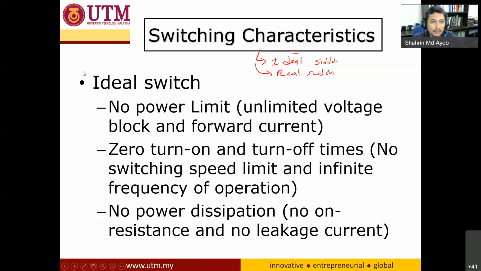This is the ideal switch. That is why I say that the ideal switch depends on how you want to do the analysis, what analysis you want to do. If you just want to see the circuit is running properly, then it's okay to use the ideal switch model. But if you want to analyze the losses, the efficiency and so on, it's better to use the real switch characteristic. And the third one is that there is no power dissipation, meaning that we ignore the internal resistance that may exist inside the switch.